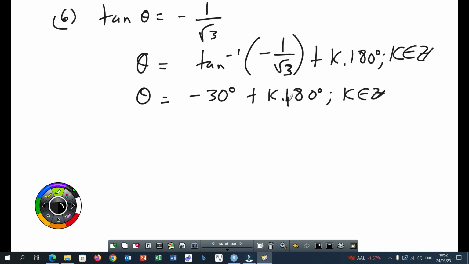Okay, again, I'm going to say this. There is no reason why you have to convert that to a positive angle. Why? Because this angle is in the fourth quadrant, where tan is negative. So even if you decide to convert it to a positive, because of this k here, if you substitute a specific value of k, you still get this negative 30. Okay? So there's no need to convert it.